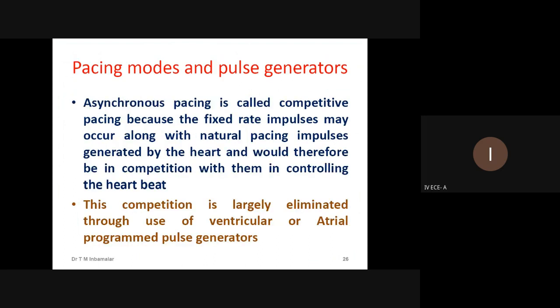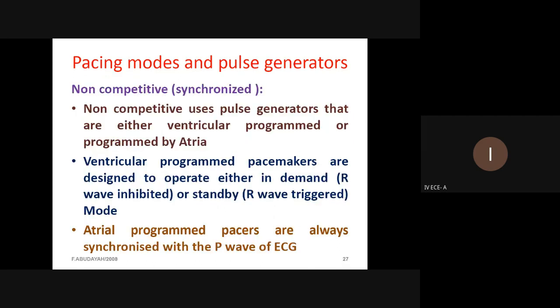Pacing modes and pulse generators. Asynchronous pacing is called competitive pacing because the fixed rate impulses may occur along with natural pacing impulses generated by the heart and would therefore be in competition with them in controlling the heartbeat. The competition is largely eliminated through use of ventricular and atrial programmed pulse generators.